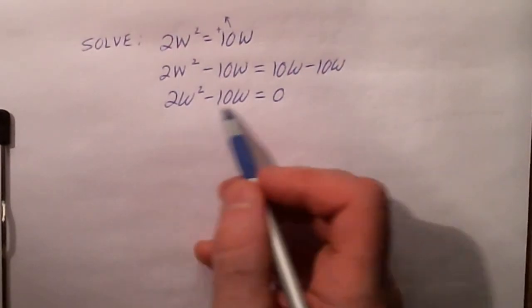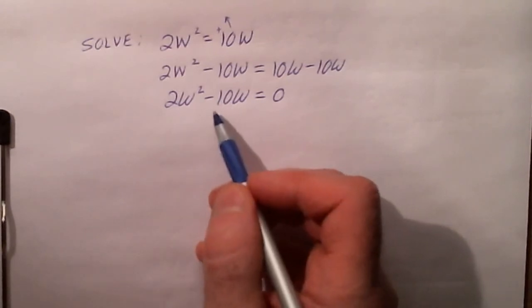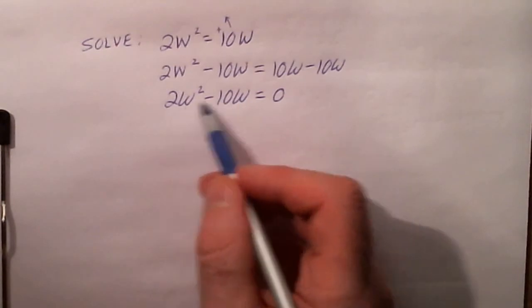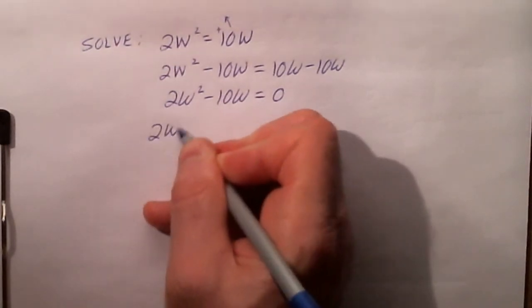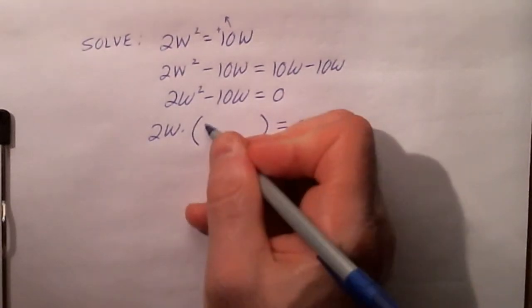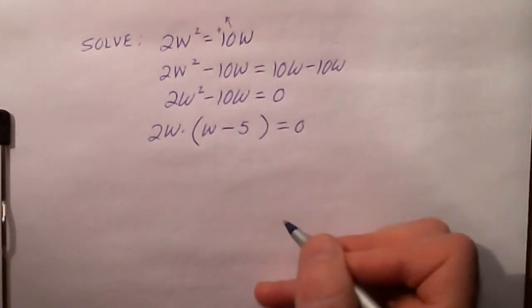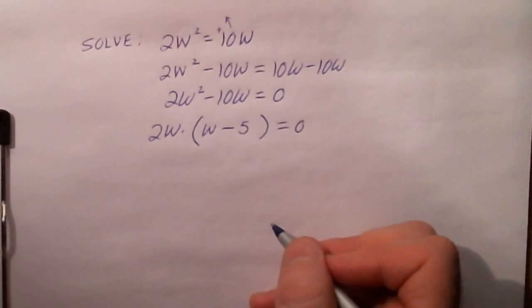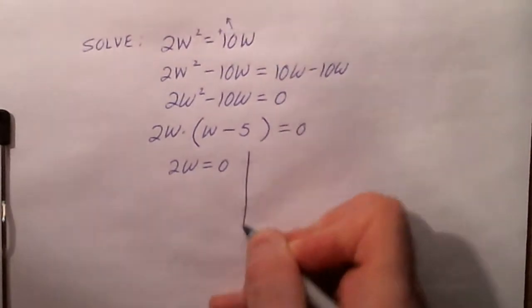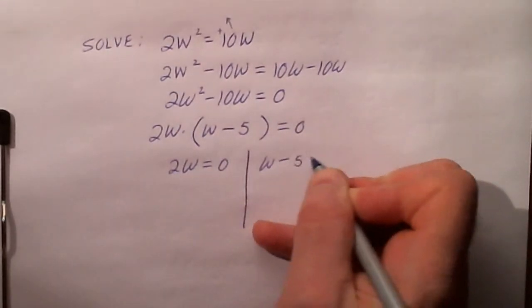Now we try to completely factor the left side of this equation. Notice out of both terms on the left side of our equation, we can factor a 2 and a W out. Times, what would we leave behind? We will leave behind W minus 5. Now we set both variable factors equal to 0. We set 2W equal to 0, and we set W minus 5 equal to 0.